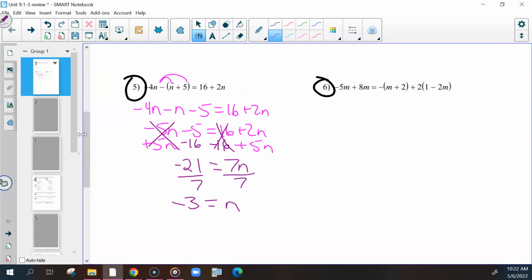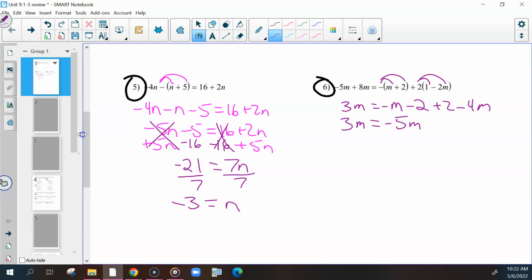For 6, you'd be doing the same thing. Distribute everything. On this side, we can also combine like terms, so we're going to do multiple things at the same time. Combining these like terms, we get positive 3m. If we distribute, we have -m minus 2 plus 2 minus 4m. We could combine our like terms on the right side. -m minus 4m would give us -5m. -2 plus 2, those would cancel and become 0.